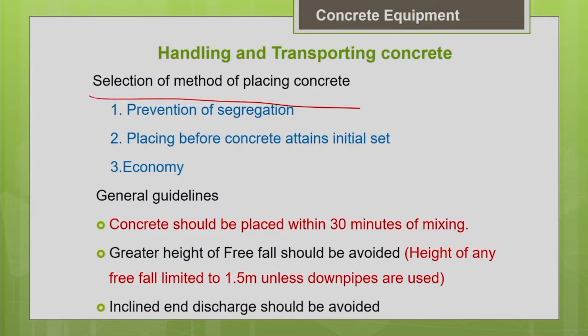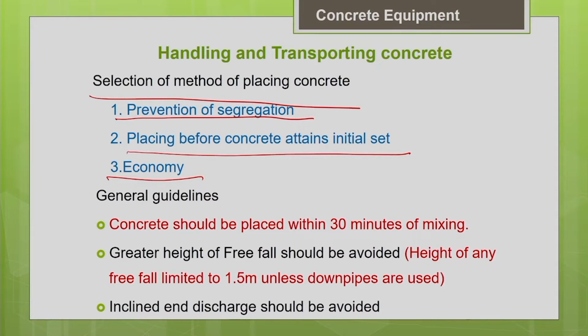When you select the method of placing the concrete, we should always keep in mind that we should select a method which will not result in segregation of the concrete. So, we should place or transport it in a homogeneous manner only. And we should place it before the concrete attains the initial set. That is also very important, otherwise the workability will be lost and you will not be able to consolidate it properly. And an important thing is, whatever method you choose, it should fit into your project budget or project size. So, we should consider the economy point of view also.